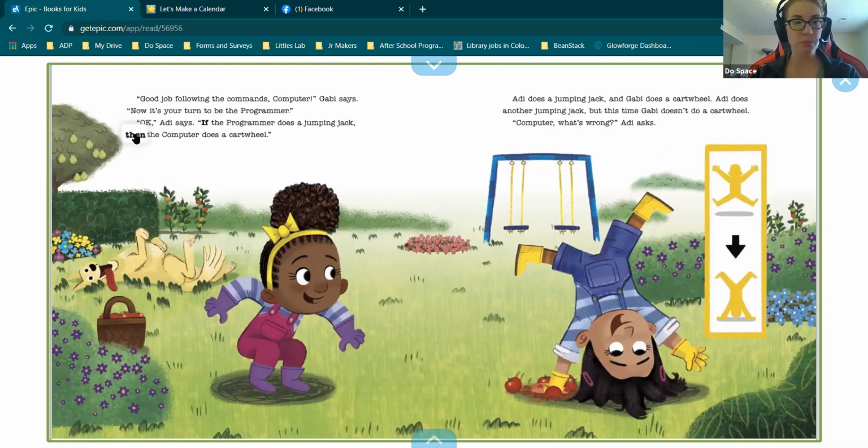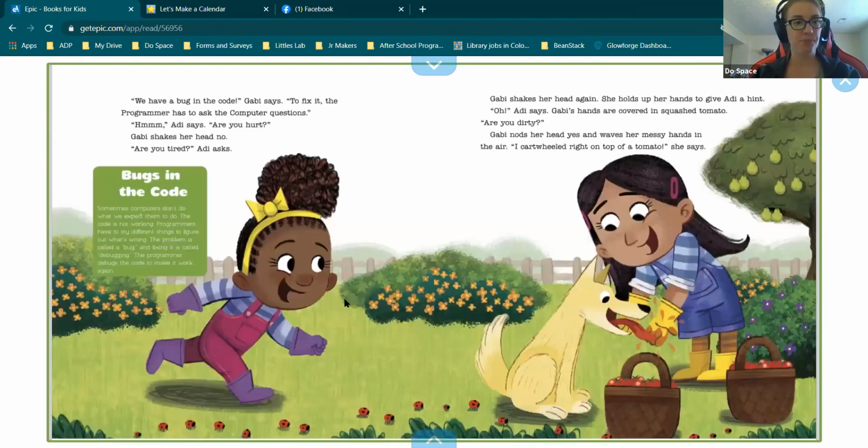Oh, good job following the commands or the instructions, computer, Gabby says. Now it's your turn to be the programmer. Okay, says Addie. If the programmer does a jumping jack, then the computer does a cartwheel. Addie does a jumping jack and Gabby does a cartwheel. Addie does another jumping jack, but this time Gabby doesn't do a cartwheel. Computer, what's wrong? Addie says. We have a bug in the code.